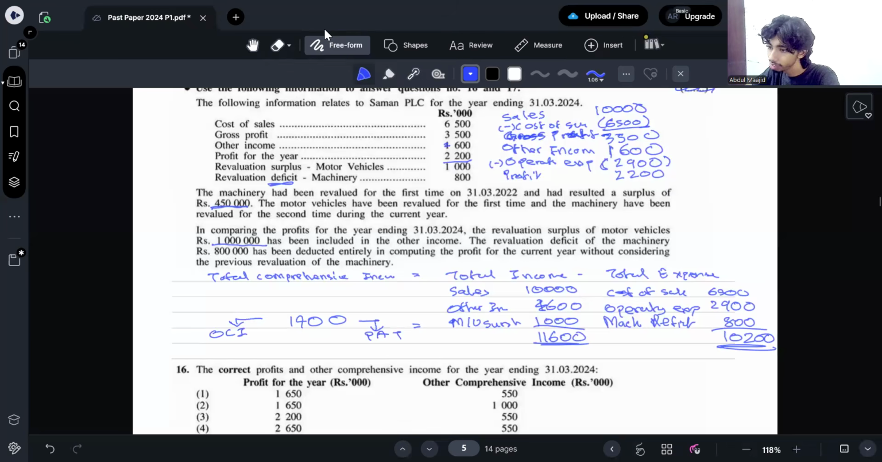Now this motor vehicle is a first time revaluation. So the entire motor vehicle surplus you can record under other comprehensive income. The machine, last time there was a surplus of 450. This year there is a deficit of 800. So from the last year's surplus, you can set it off under other comprehensive income, 450. Then what will be your other comprehensive income? 1000 minus 450, 550. Then out of your total comprehensive income of 1,400, if 550 is your other comprehensive income, what will be your correct profit? Your correct profit amount will be 850.